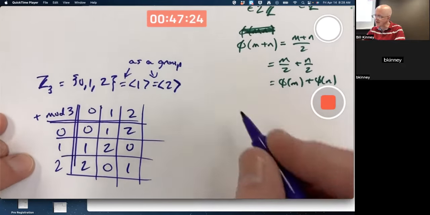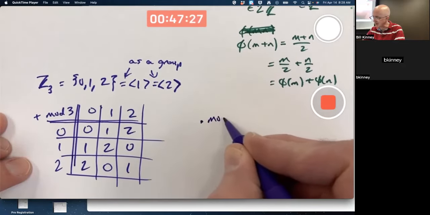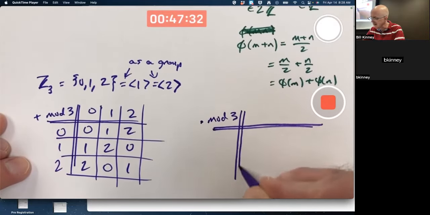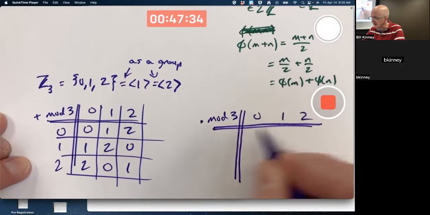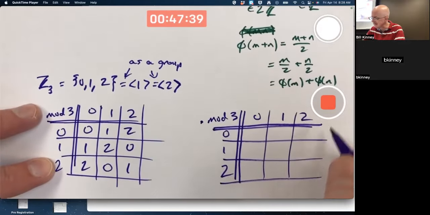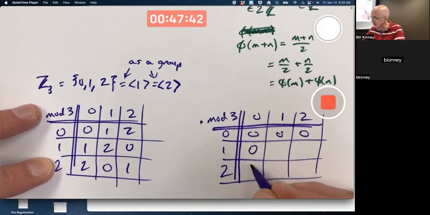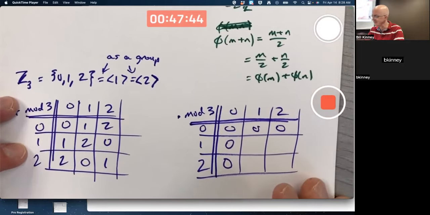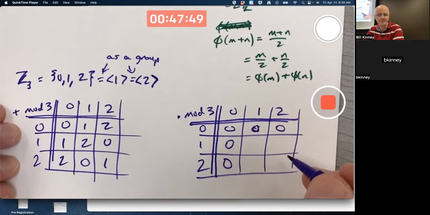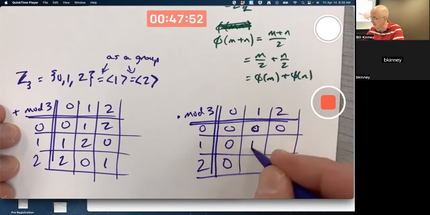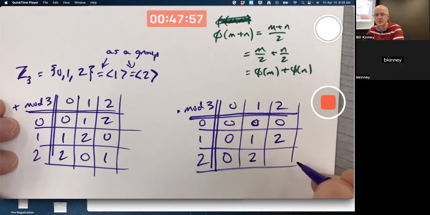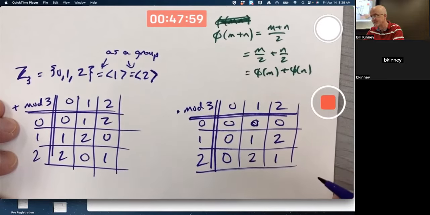What about under multiplication mod 3, which would be the most natural operation to try? Zero is still problematic. 0 times anything is still 0. This is not a Cayley table. It's not a group under multiplication. But I can still multiply these elements and mod by 3. 1 times 1 mod 3 is 1. 1 times 2 mod 3 is 2. 2 times 1 mod 3 is 2. 2 times 2 mod 3 is 1.